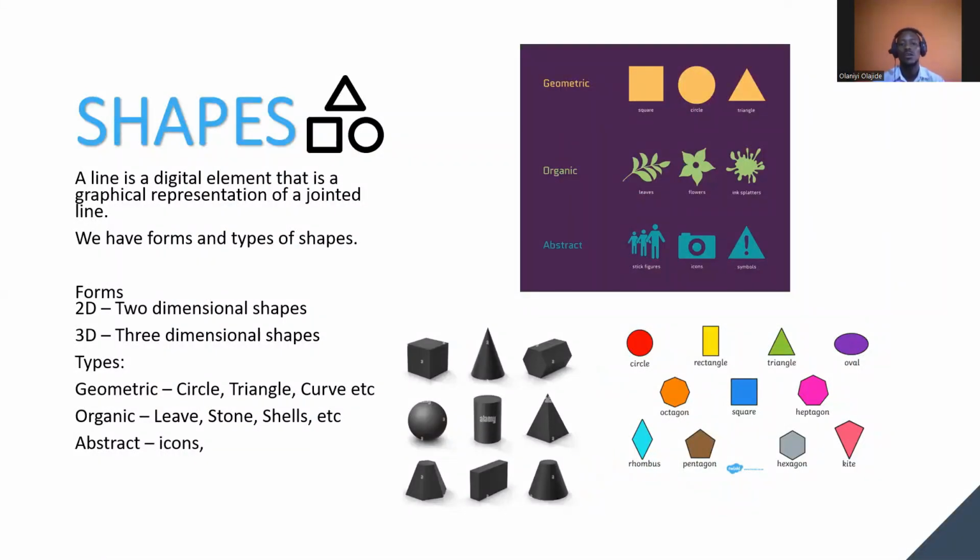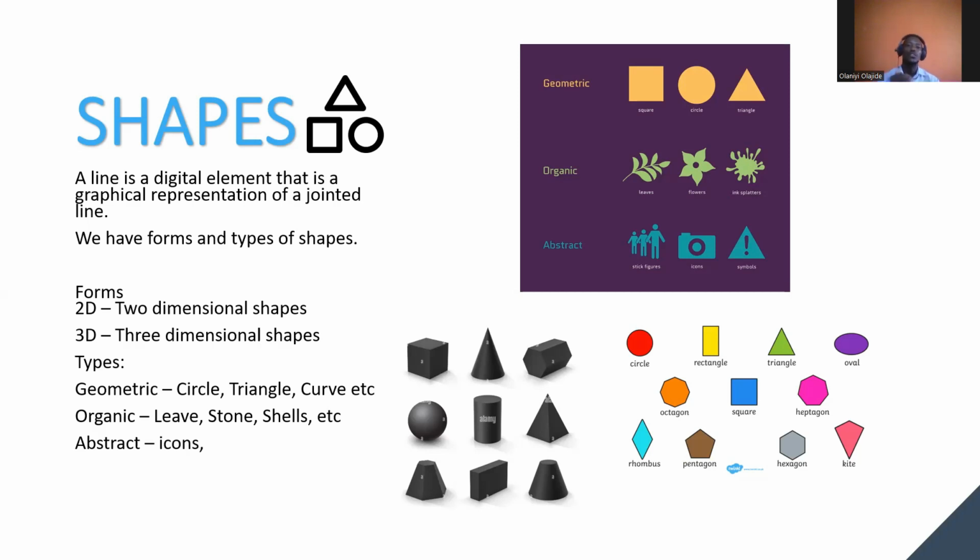So let's talk about the next digital element, which are shapes. Now, we said shapes is a digital element that is a graphical representation of jointed lines. So you have lines and they're jointed, they are filled, and so we call them shapes. So jointed lines connecting together to form a shape. So basically we have two forms of shapes. We have the two-dimensional shapes and then we also have the three-dimensional shapes.